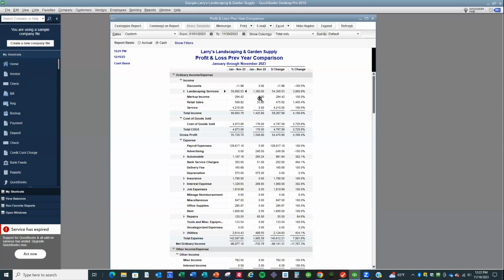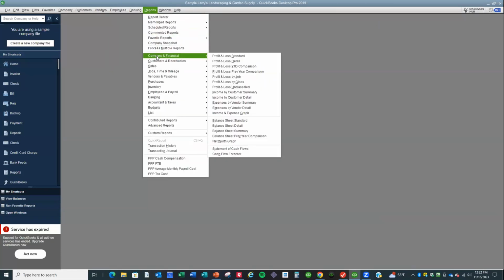This is a good way to get a view of where you are and where you were, and to determine if you have any accounting errors. If you can't give a logical explanation as to why that increase or decrease happened, then you need to start looking for a bookkeeping error. So that's the profit and loss previous year comparison. Let's see what else we have in a profit and loss that I may want to talk about.